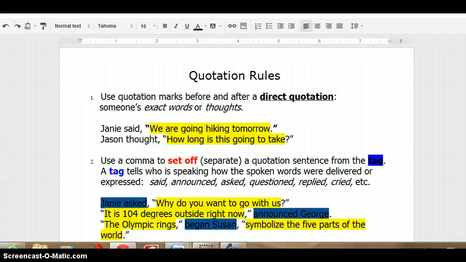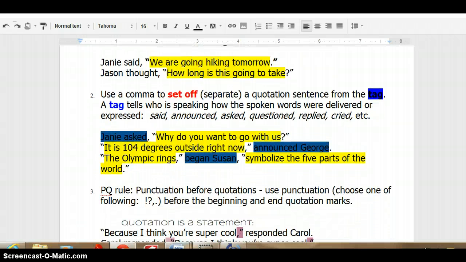Now, rule number 2. You are going to use a comma to set off, and set off means to separate, a quotation sentence from the tag. So essentially, you're going to have two parts of the sentence. You're going to have the tag and the quotation sentence itself. The tag is going to tell who is speaking and then how those spoken words were delivered. And that is usually through words like said, announced, asked, and you see the rest there. So let's look at some examples of this.